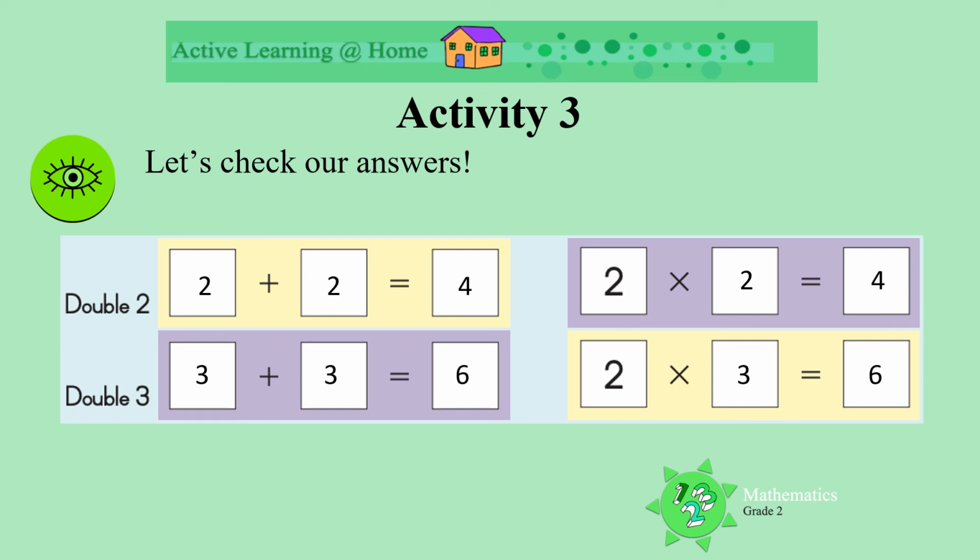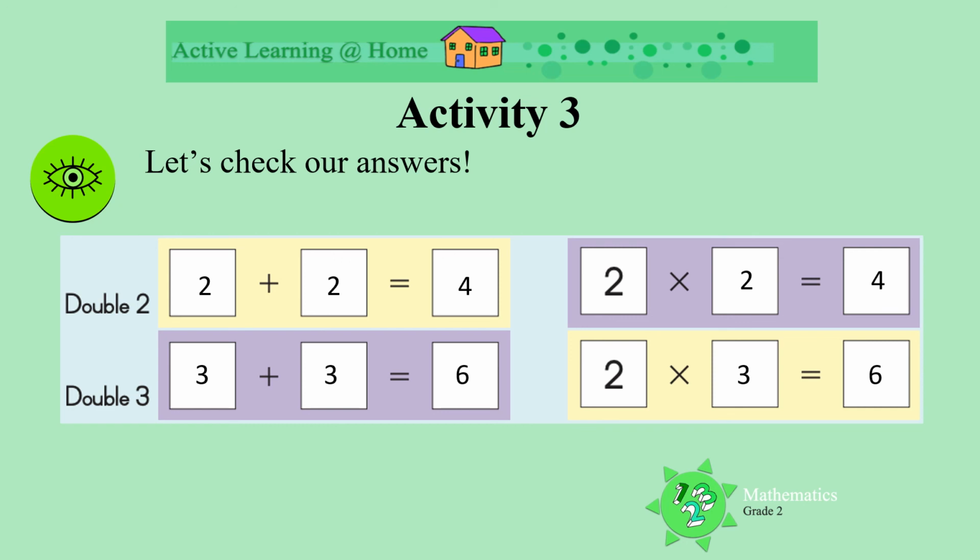For the first one, you have double 2. Double 2 we had said was the same as saying 2 plus 2. And your answer is 4. 2 plus 2 is equal to 4. Now let's have a look at our multiplication fact that helps us get our answer. 2 times 2 is equal to 4. Now let's do the same with double 3. Double 3 is 6. 3 plus 3 is equal to 6. Now let's use the multiplication fact to help us get our answer. 2 times 3 is equal to 6.